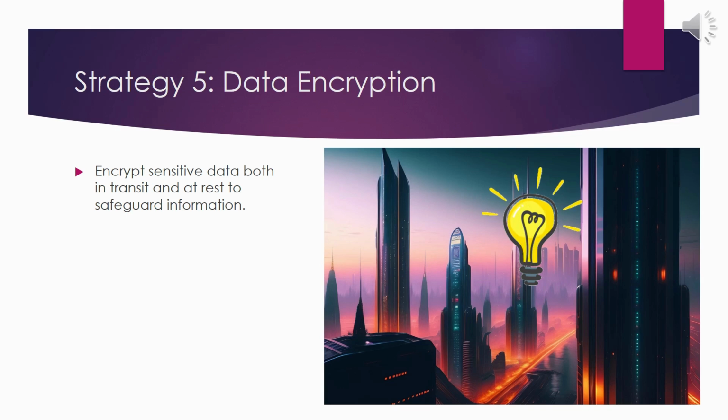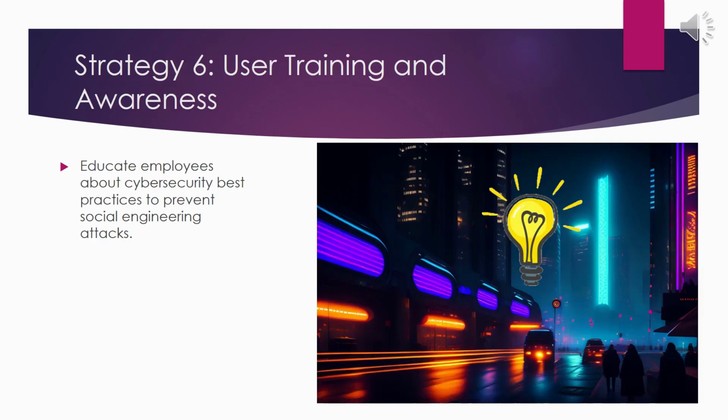Data encryption aligns seamlessly with the Zero Trust model by ensuring that even if a threat actor gains access, the data remains secure and unreadable without the proper keys. By prioritizing data encryption, organizations bolster their overall security posture, safeguarding critical information from unauthorized access or interception. In the upcoming slides, we'll explore additional strategies that complement data encryption in building a robust Zero Trust security approach. Strategy 6. User training and awareness.